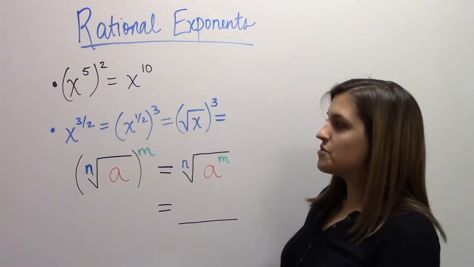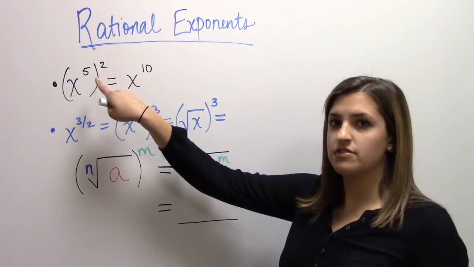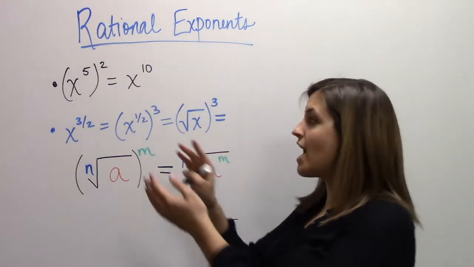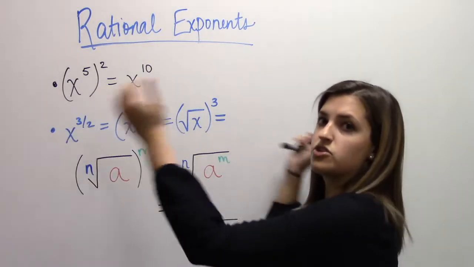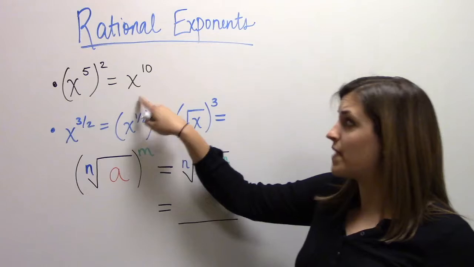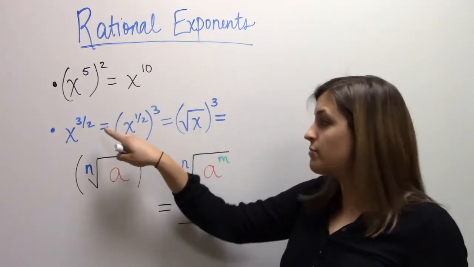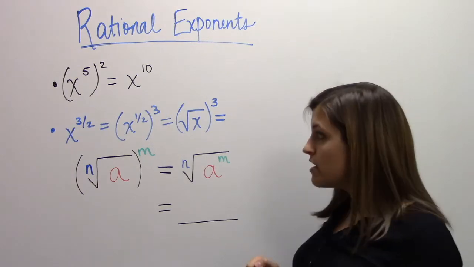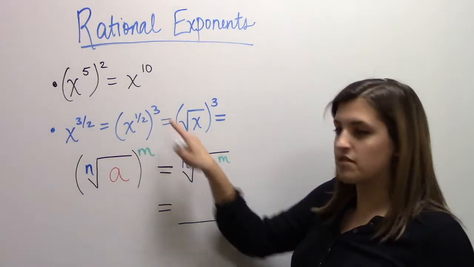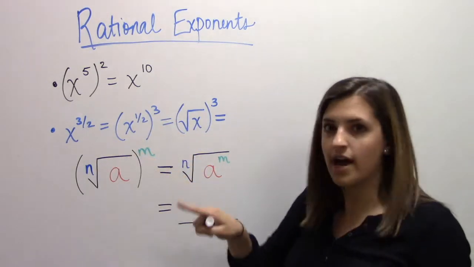Okay, so taking a step back, we know that x to the 5th squared equals x to the 10th. If we write it out, we see x multiplied 5 times, twice, which gives us x multiplied together 10 times, x to the 10th. So if I have x to the 3/2, where 3/2 is my exponent, I can rewrite this as x to the 1/2 to the 3rd. I really have 1/2 three times, which is 3/2.